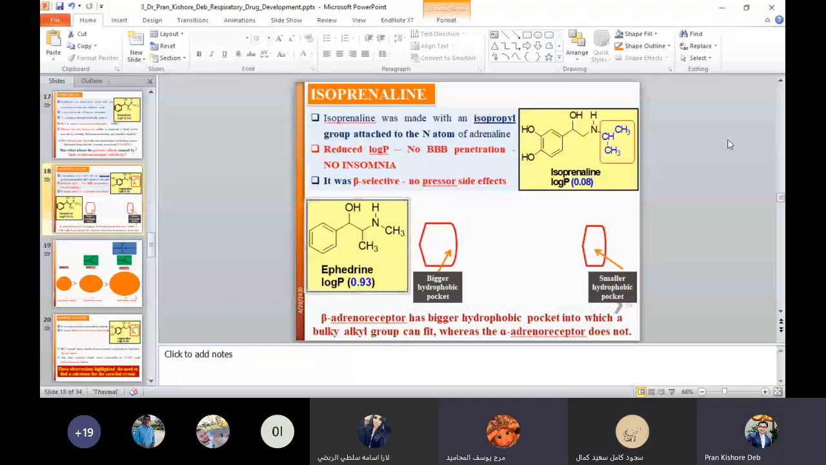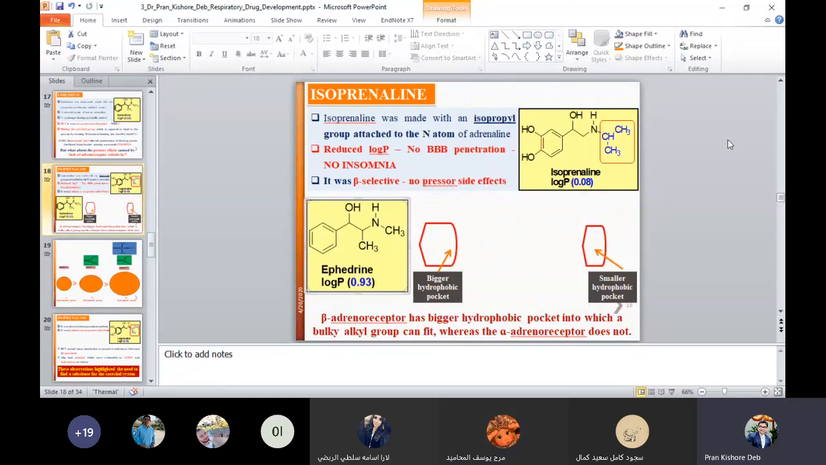Beta 1 and beta as compared to alpha. So what is the story? It will not show pressure effect because it will not bind to the alkyl group. The bulky isopropyl group will not bind to the smaller hydrophobic pocket of the alpha receptor.